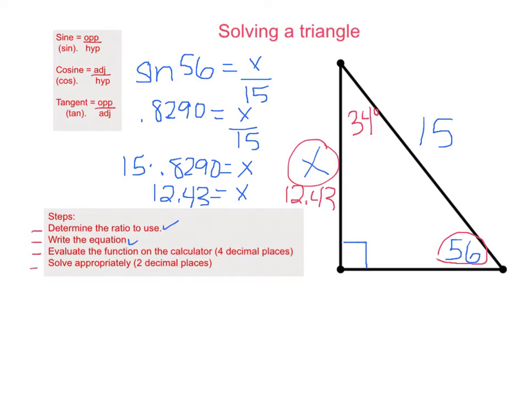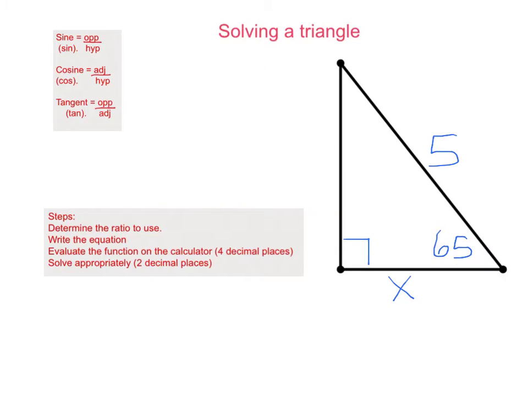You can take a second and think about, does it make sense, in case you've done something wrong? 15 is the hypotenuse, so it's got to be the longest side. 12.43 is less than that. That makes sense. To find this side, which we're not going to do right now, you can either do this trig stuff all over again, or you can use the Pythagorean theorem. Okay, we're going to try another example. We're just going to find x.